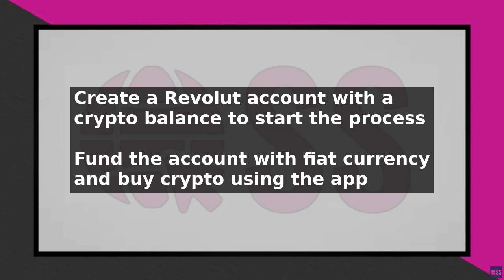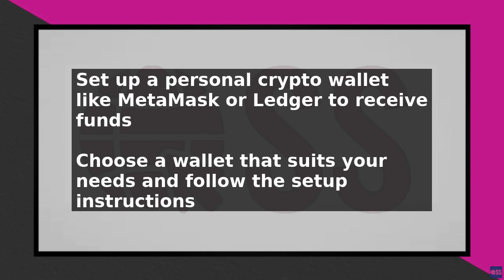Next, you need to set up a personal crypto wallet. There are many options available, including software wallets like MetaMask and hardware wallets like Ledger. Choose a wallet that suits your needs and follow the setup instructions provided by the wallet provider. Once you have your Revolut account and personal wallet set up, you can start the withdrawal process.